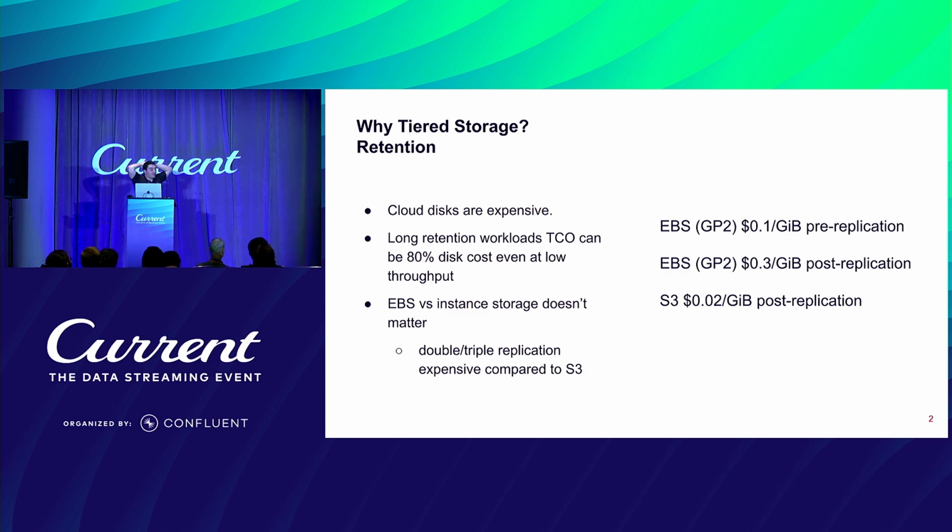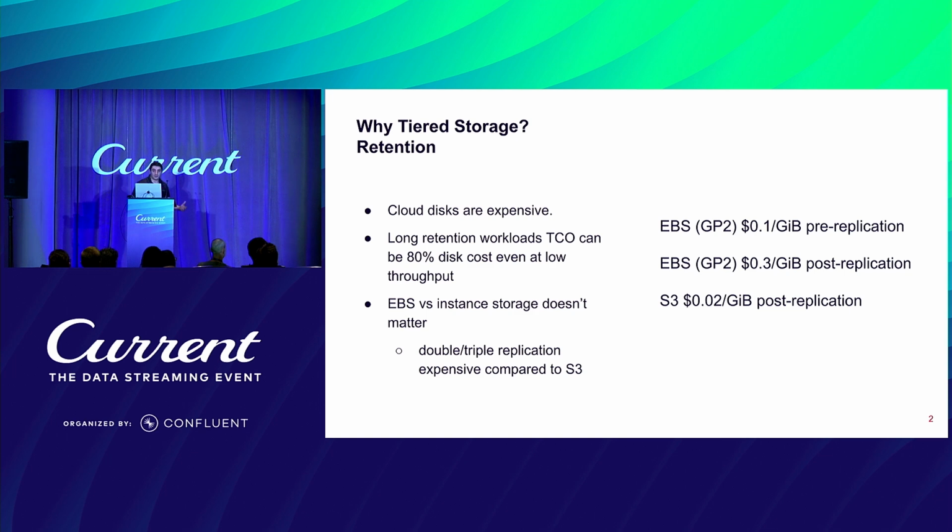The math for this is pretty straightforward. If you look at something like GP2 in AWS, it costs about 10 cents per gigabyte. And that's pre-replication. If your Kafka cluster is triply replicated, you're looking more like 30 cents per gigabyte. Then you probably don't run your clusters at 100% disk utilization, so once you add 40 to 50% spare headroom, you're looking more like 50 cents per gigabyte. In S3, you can store everything for 2 cents per gigabyte, replication included, and you don't have to over-provision.